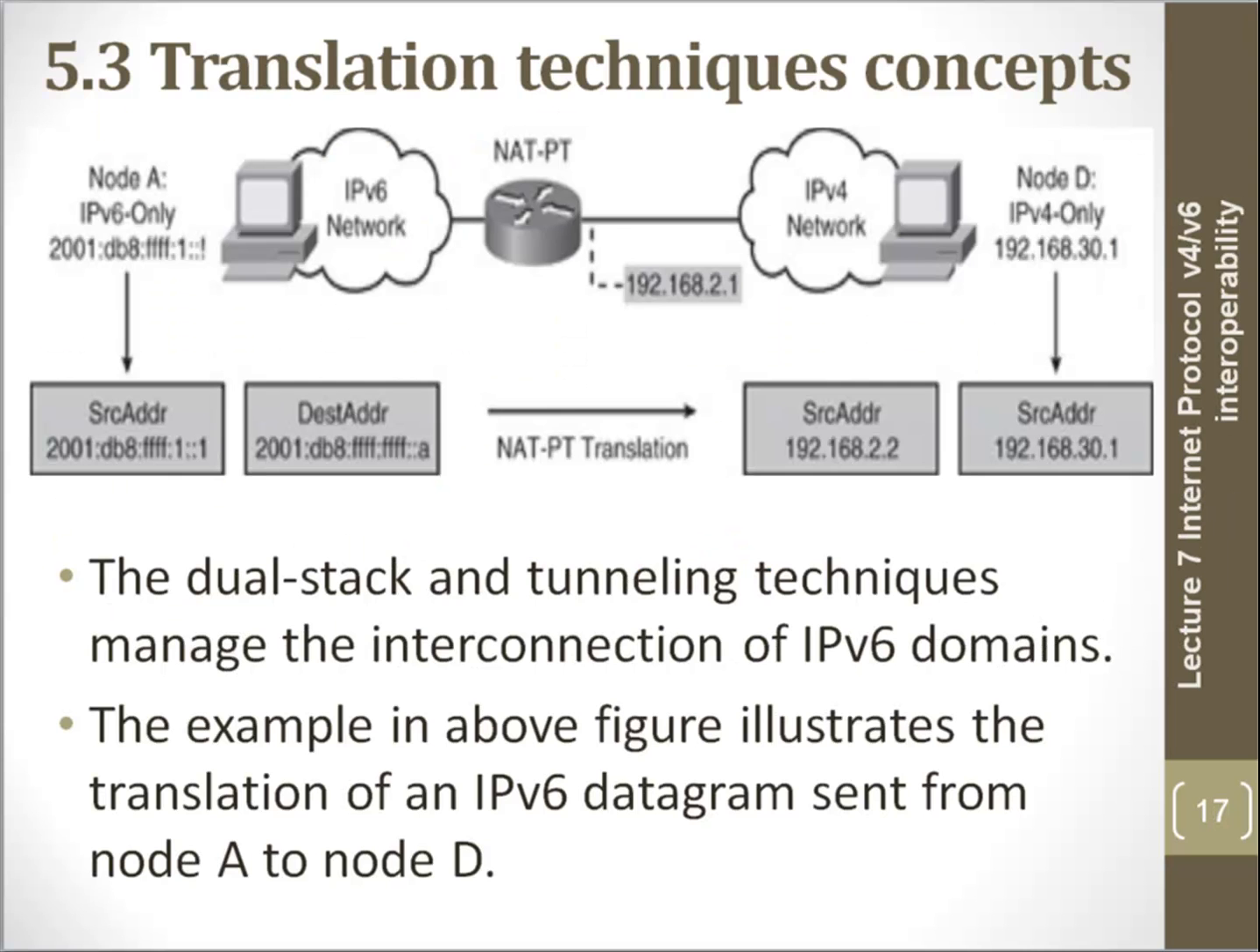Now I'm going to the third method. The third method of interoperability technique is the translation technique. What does the translation technique mean? Converting. We are going to convert from IPv4 to IPv6 or IPv6 to IPv4. That is the translation technique. Now you can see the topology diagram here. According to this topology diagram, we have an IPv6 network.